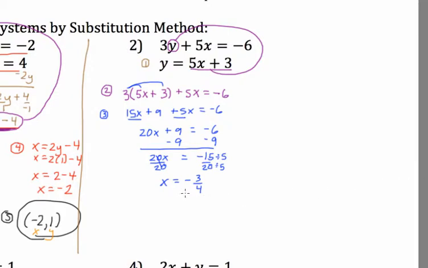I'm now half done. I have the x coordinate of my ordered pair. Remember, I'm looking for the x and y coordinate of an ordered pair that will be the solution to my equation. So step 4, go back and take one of your original equations, doesn't matter which one, and sub in. I know that x is equal to -3/4.